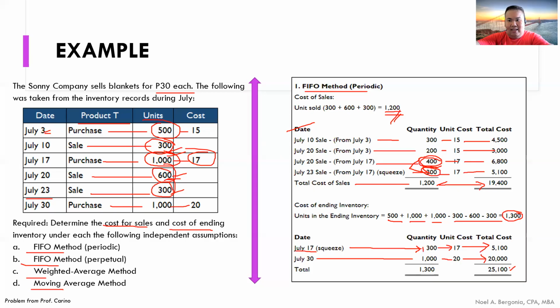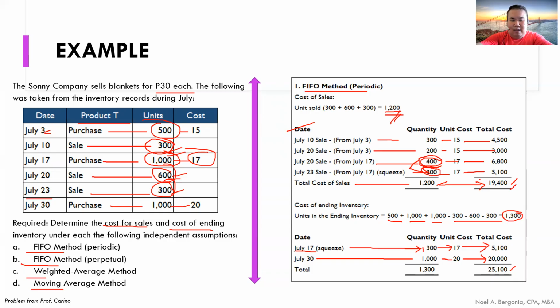Okay? So any questions or clarifications? Okay, wala naman. All right, so very good. Thank you. So again, you can compute din naman using the cost of goods available for sale less the ending inventory to arrive at our cost of sales or cost of goods sold na 19,400. So that would be on the FIFO periodic.